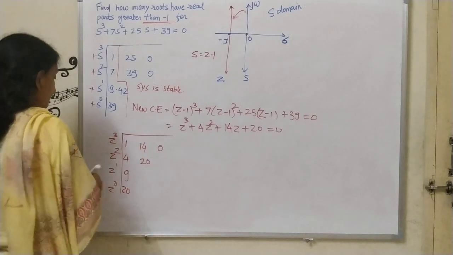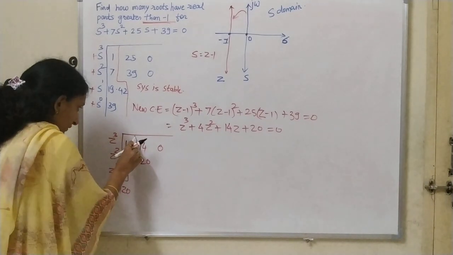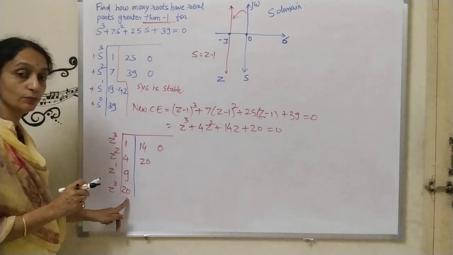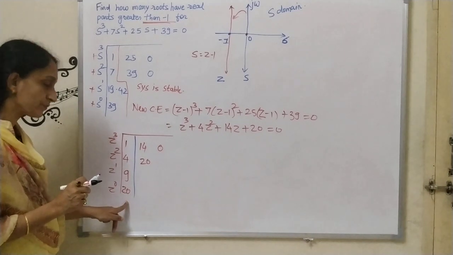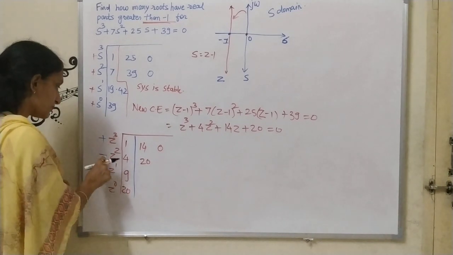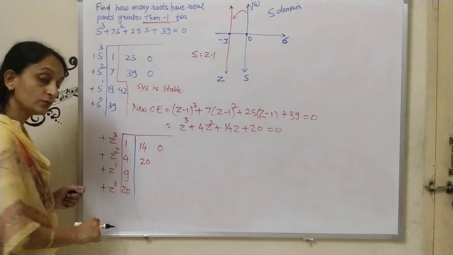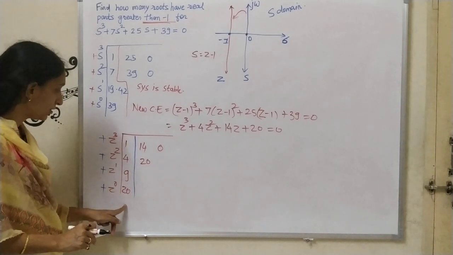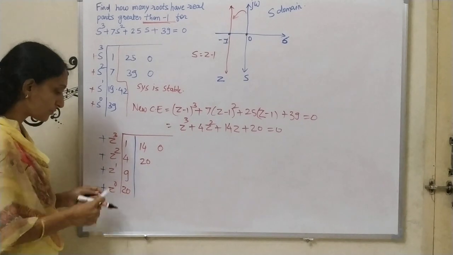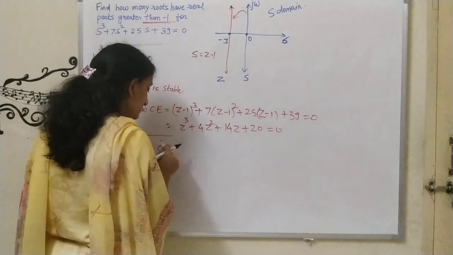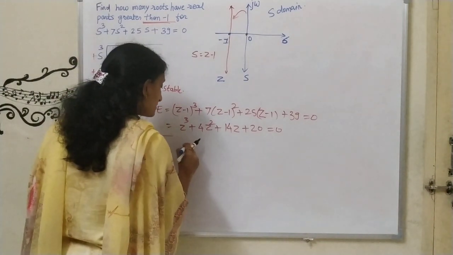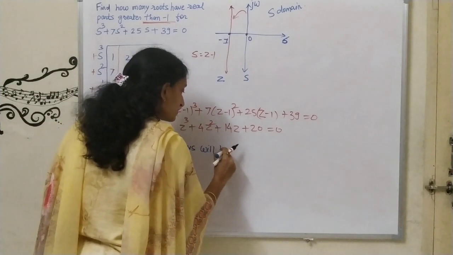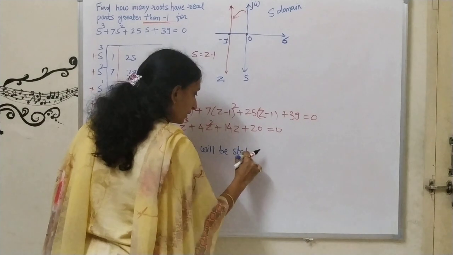Okay, so now look at this. I will consider the first column of Routh array. What is your observation? There are no sign changes. Look at this. All terms are positive. Okay. So what will be your conclusion? As all terms are positive, so system will be stable. I will write here system will be stable.